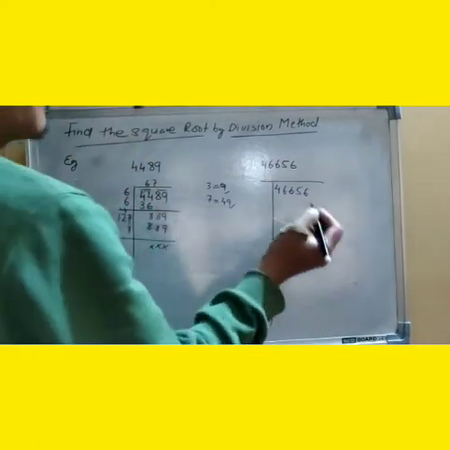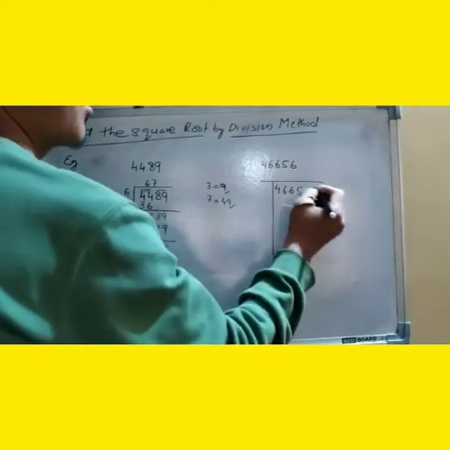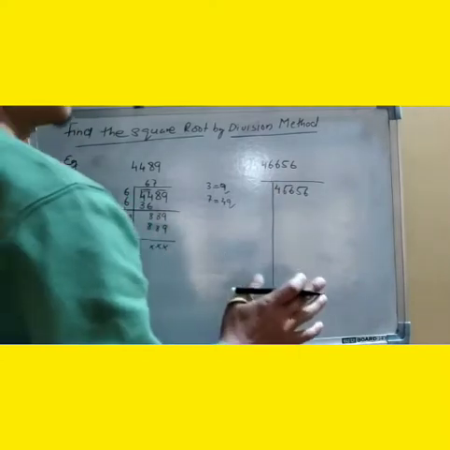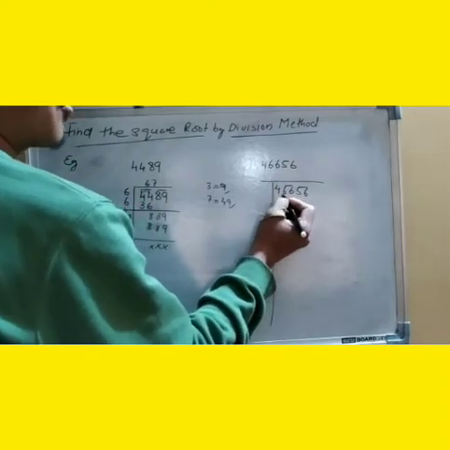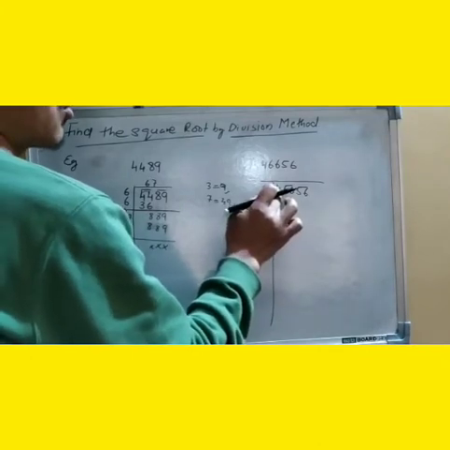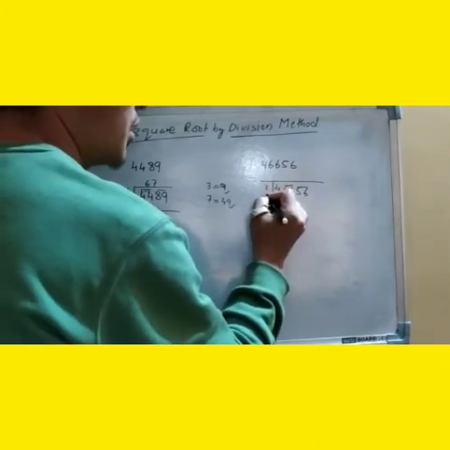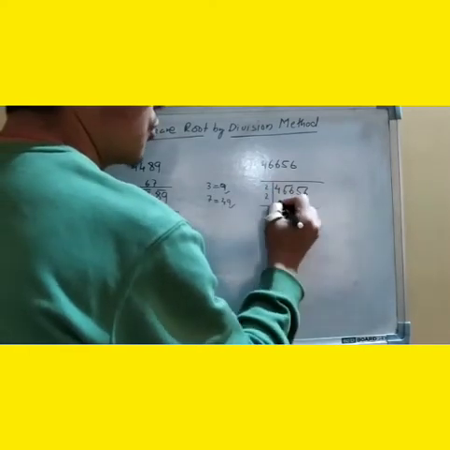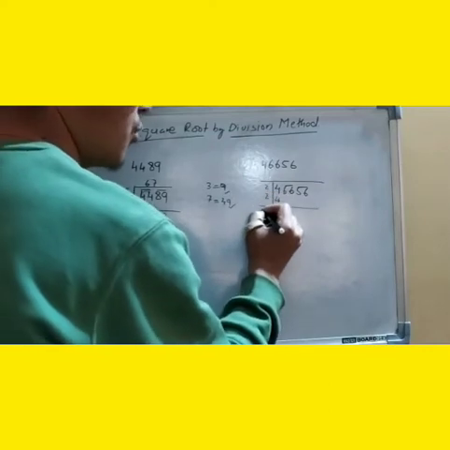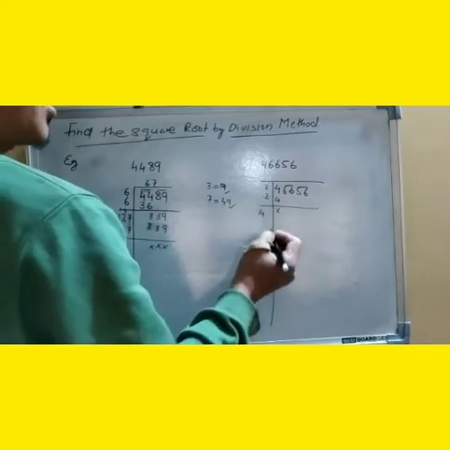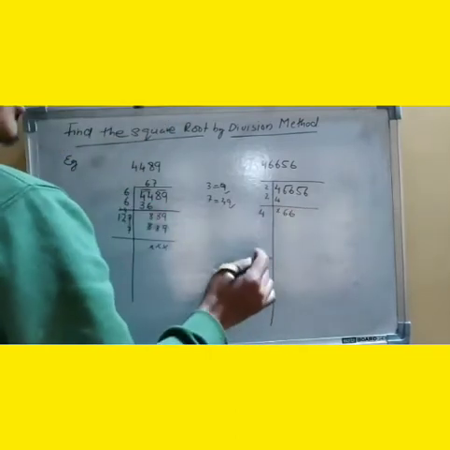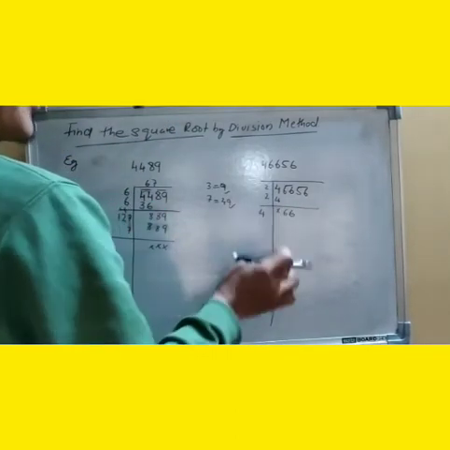As I said before, first make pairs from the left side. This is a pair, this is a pair, and this is not a pair, it's fine. So first we are going to find the perfect square of 4. Since 4 is a perfect square, 2 twos are 4. Cancel it, so 2 plus 2 is 4, and then bring down 66.